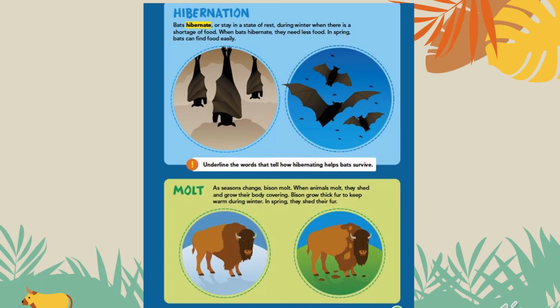Hibernation. Bats hibernate, or stay in a state of rest, during winter when there is a shortage of food. When bats hibernate, they need less food. In spring, bats can find food easily. Molt. As seasons change, bison molt. When animals molt, they shed and grow their body covering. Bison grow thick fur to keep warm during winter. In spring, they shed their fur.